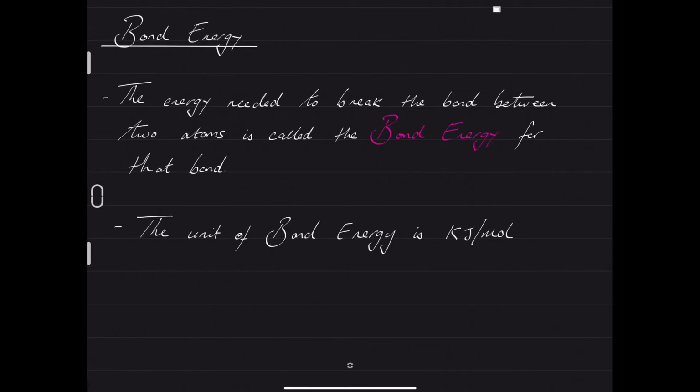And the values you will be given in charts and tables will be the energy that is needed to break the bond. You need more than one atom. It could be the same type of atom, or it could be different types of atoms. But if the two atoms are bonded together, the bond energy refers to the energy needed to break the bond. Now, the unit of bond energy is kilojoules per mole. I'll repeat again. The unit of bond energy is kilojoules per mole.